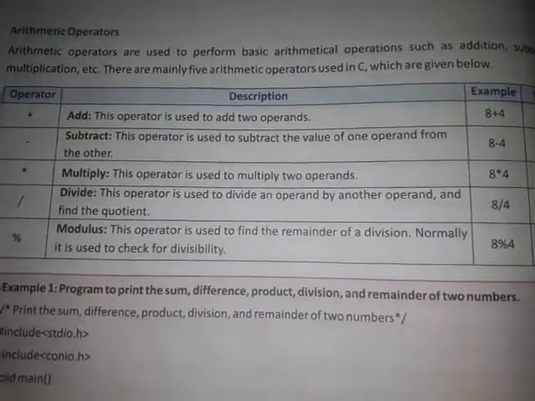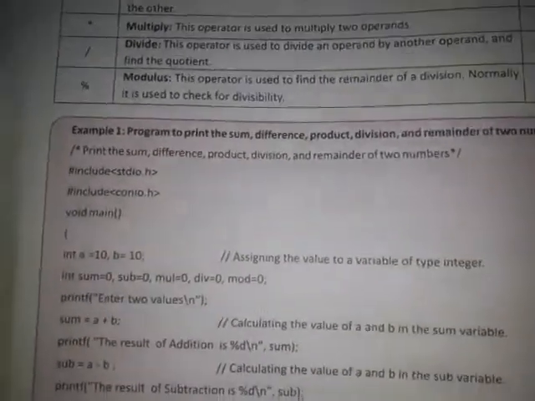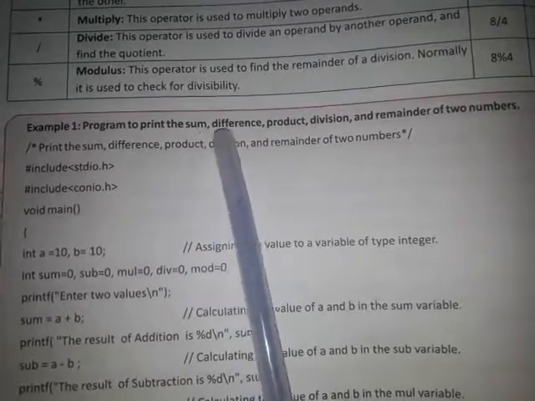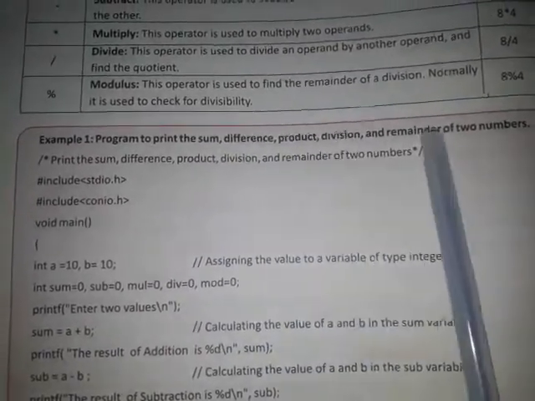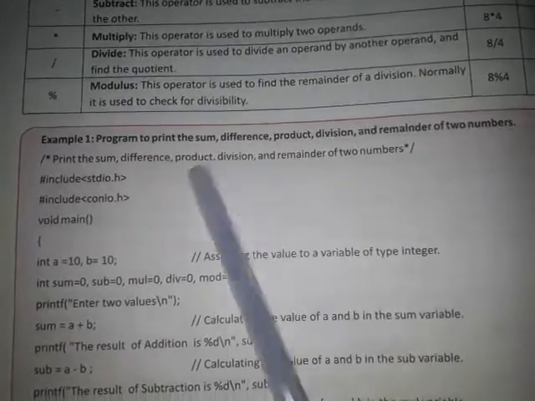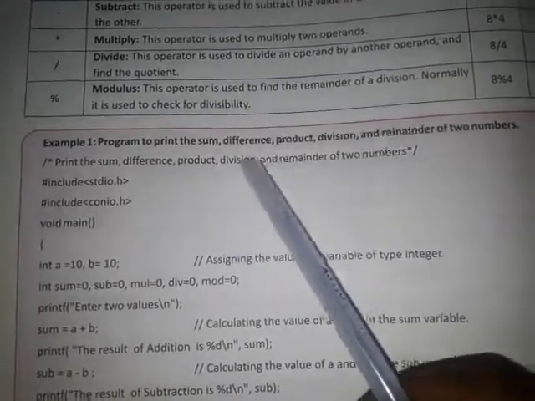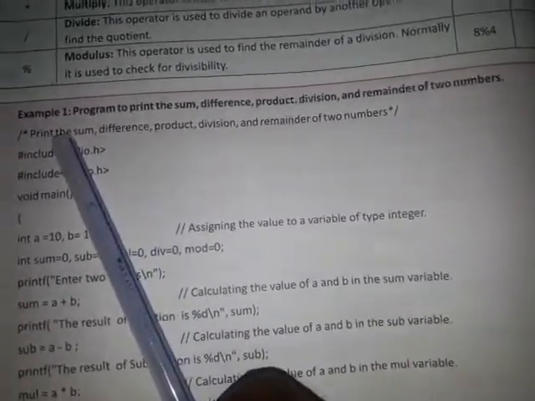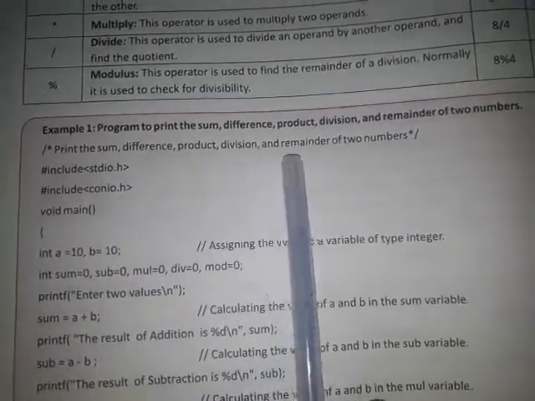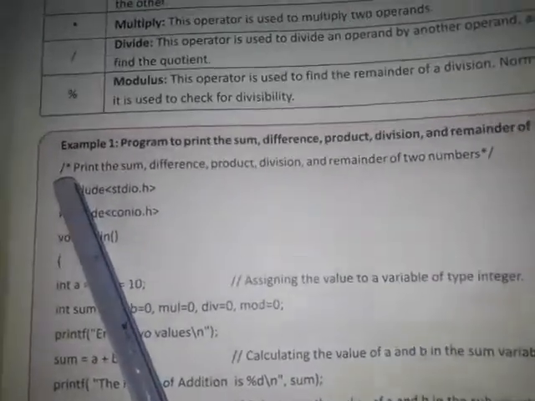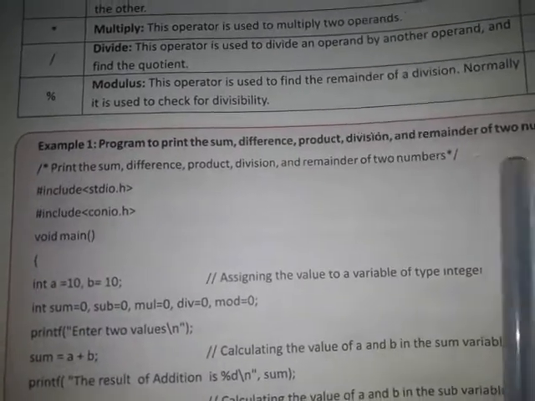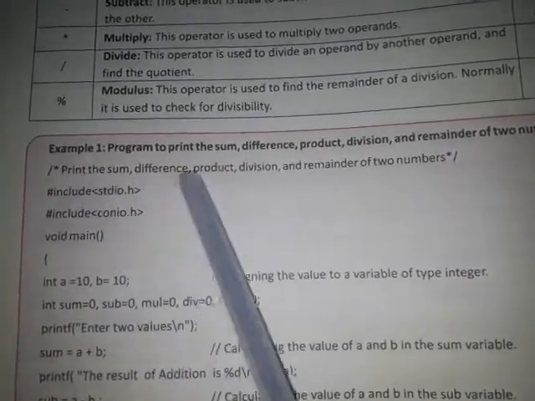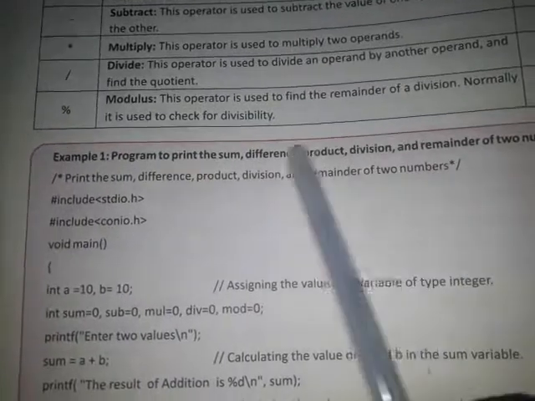We will use these operators in our program. The program is given in an example: a program to print the sum, difference, product, division, and remainder of two numbers. Sum means addition. So we are going to make a program which will add, subtract, multiply, divide, and find the modulus, the remainder. The first line of the program is written between /* and */. It means this line is not going to be displayed in our output window because it is a comment.